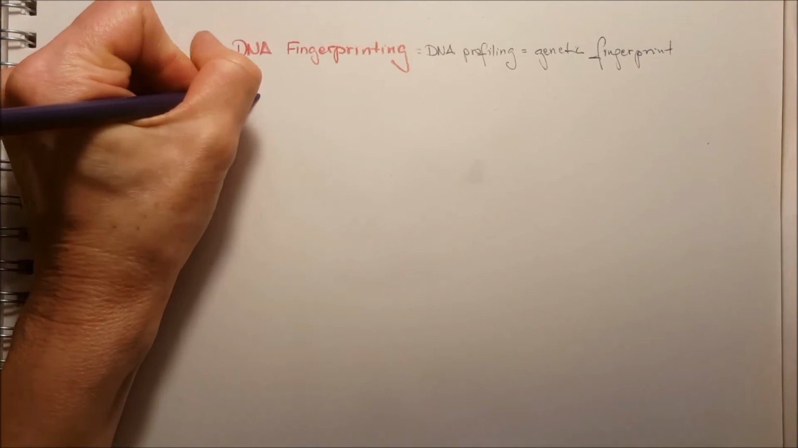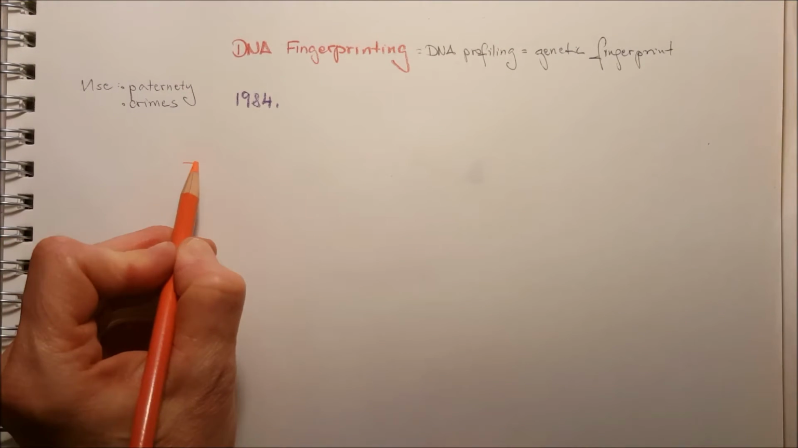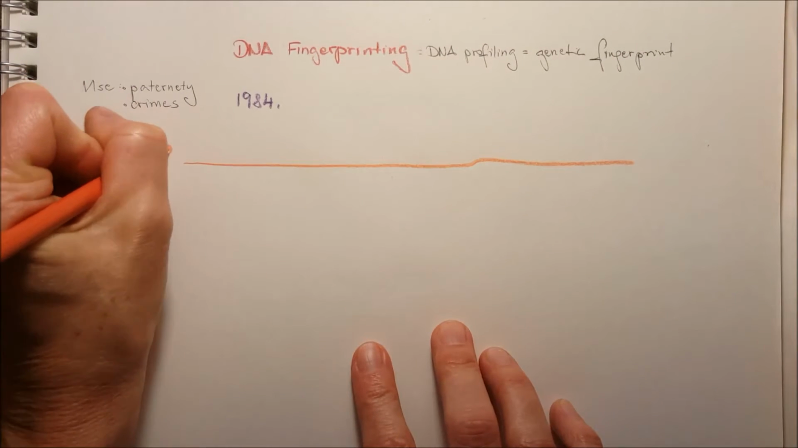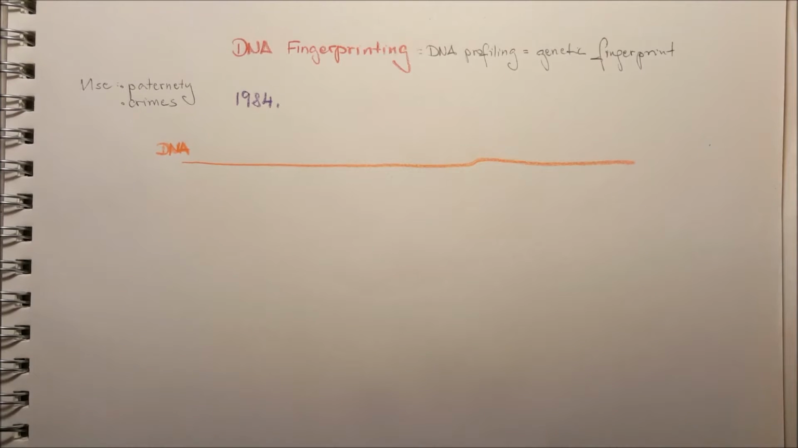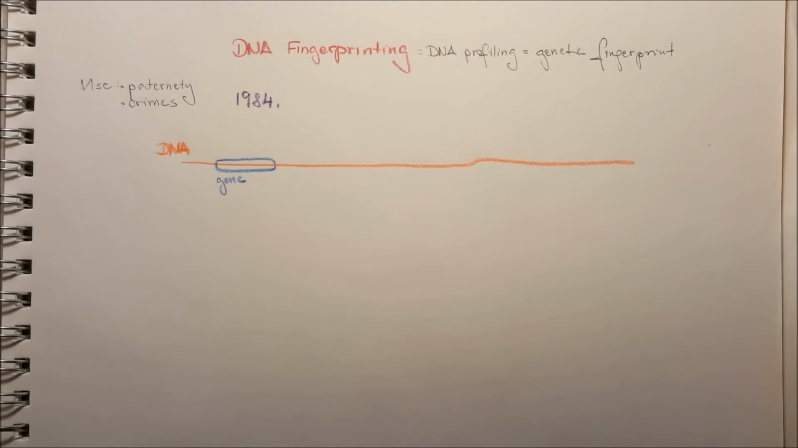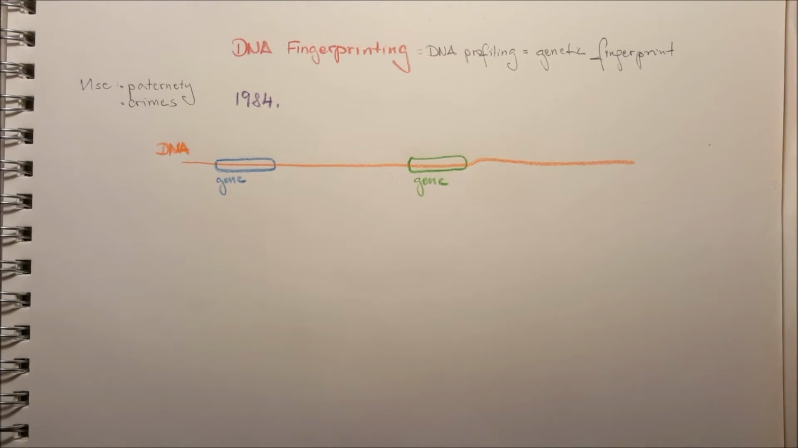The technique was only figured out in 1984, so it's pretty new. Now, the DNA is a long linear sequence and contains genes. We know that these genes code for proteins, and the proteins give us our unique phenotypes.